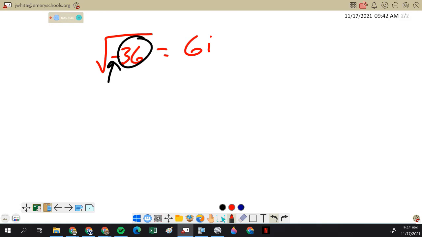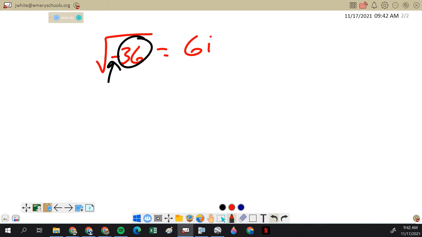So, first thing we need to do is simplify square roots with negatives. So if I had the square root of -36, what does that equal? Well, we square root the 36, which gives me 6, and then I square root the -1, which gives me i. 6i.